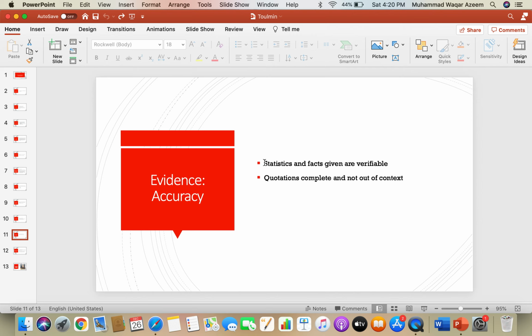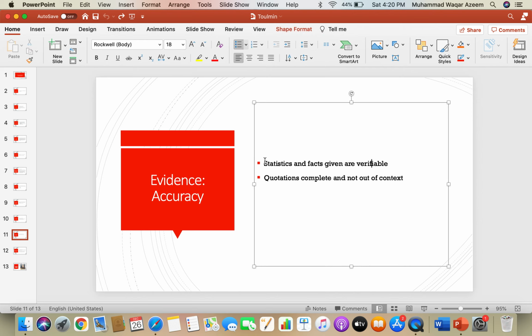And finally, evidence should be accurate. By accuracy of evidence, we mean that the statistics and facts that the writer is giving to us should be verifiable. So for example, if the writer has given a link to a source, you should be able to check from that link whether the facts which the writer has stated are actually the same as the author has produced. Now, if the writer does not provide any source of those facts, then you cannot verify them, and therefore you can always doubt the accuracy of those facts.